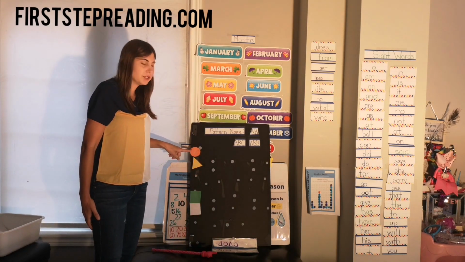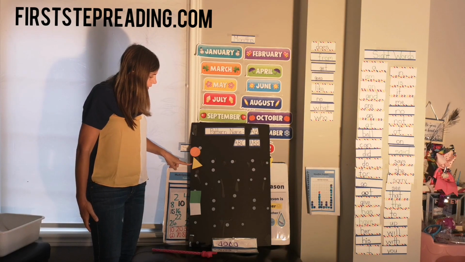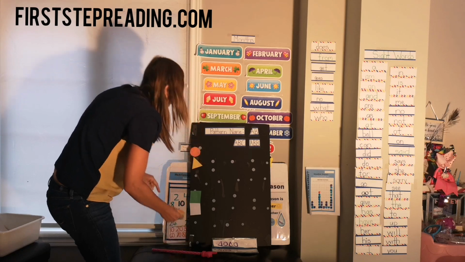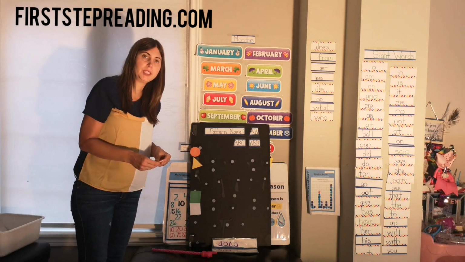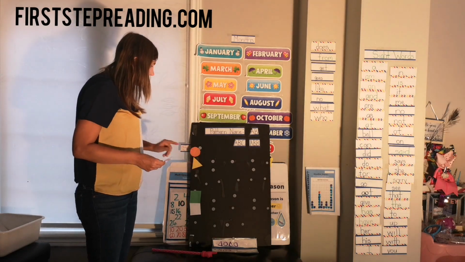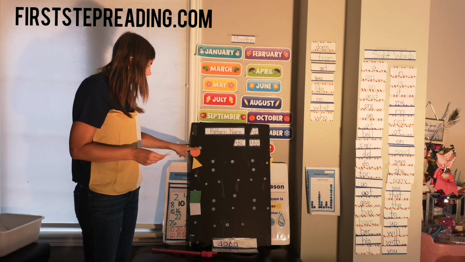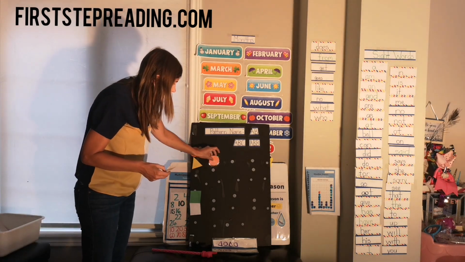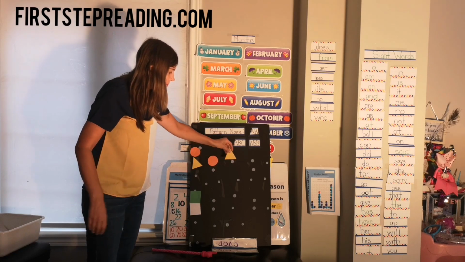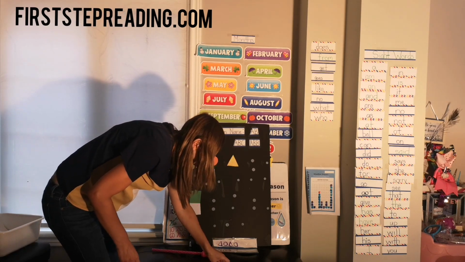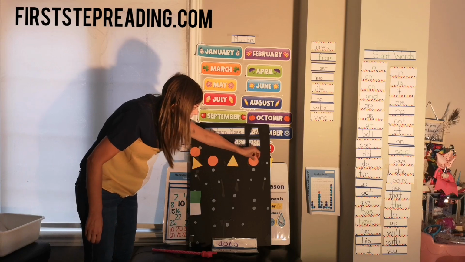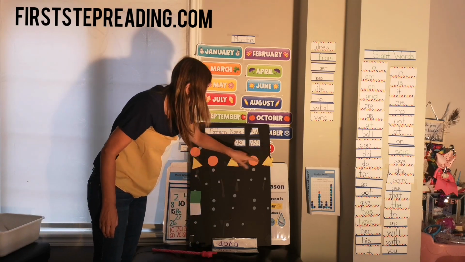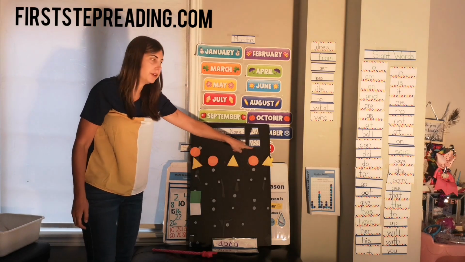So our A is our circle, and our B is our triangle. So what's the first one we would do? A, B. A is the circle, B is the triangle. So we do A, B, A, B. That's our AB pattern.